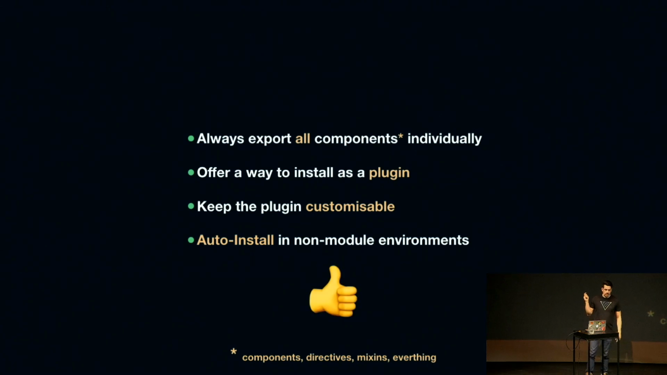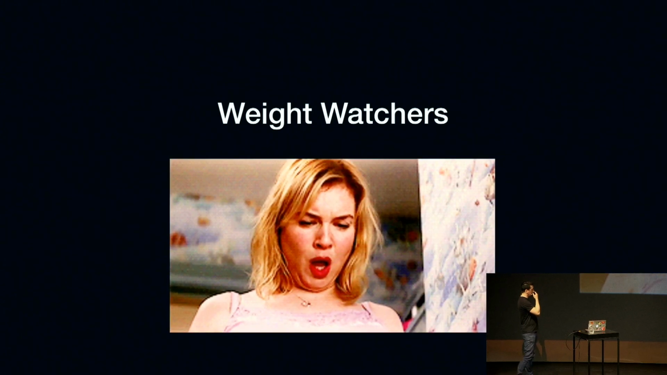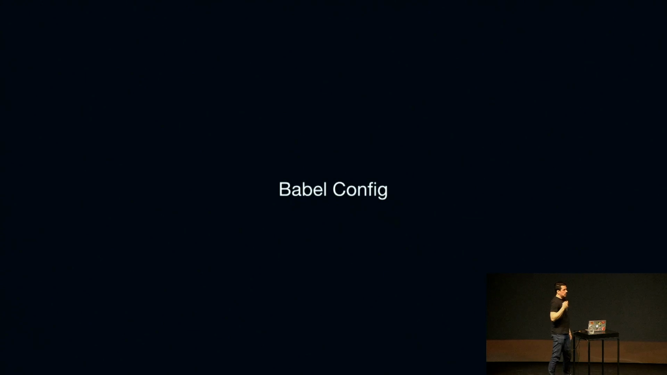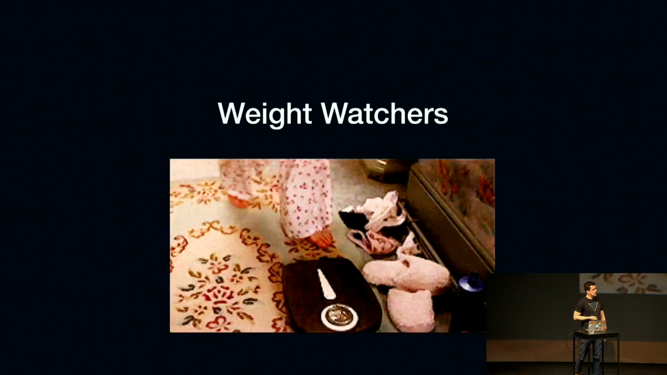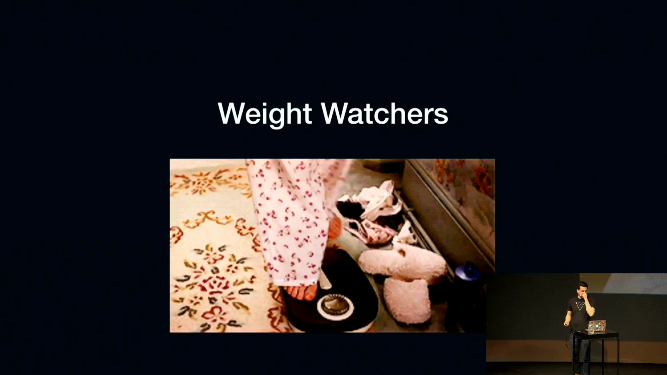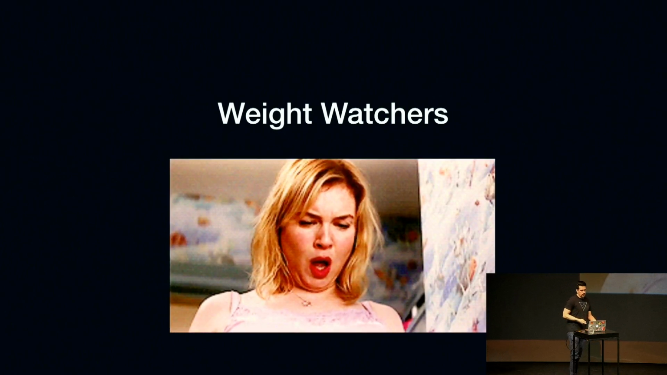Great. So, third chapter, Weight Watchers. Because I guess we've all been there, right? You have triggered your build. You have just written a small component or two. You're bundling it, and you're looking at the file size and thinking, whoa, this is huge. Where does all this weight come from?